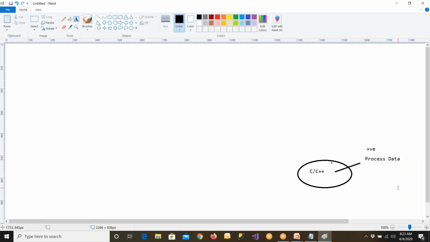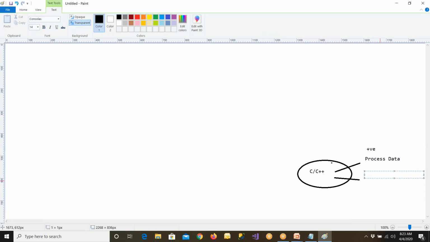Language can process the data, but what can language not do? That is also very important for us, right? So what can language not do? That is the negative point. Language cannot store data. This is a big issue with language.